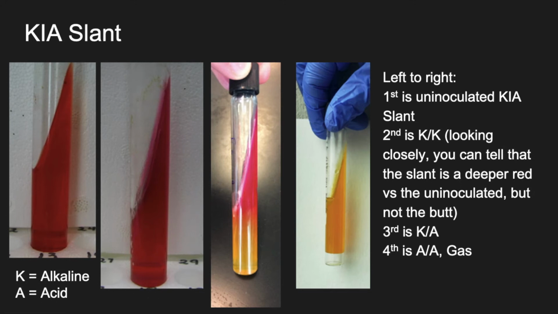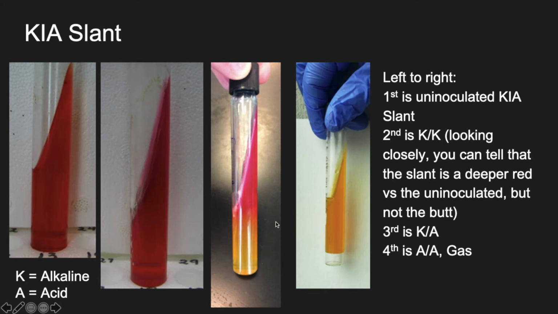This one's kind of hard to tell, but if you look closely, you can tell that the slant is a little bit more of a deeper red than the uninoculated. So compare the slant from tube 1 to the slant on tube 2. You'll see that tube 2 is a little bit darker on the slant, but the butt portion is the same. Okay? And then this third tube from the left, you'll see that the slant is alkaline. It's still red, and the butt is acidic because the butt turned yellow while the slant remained red.